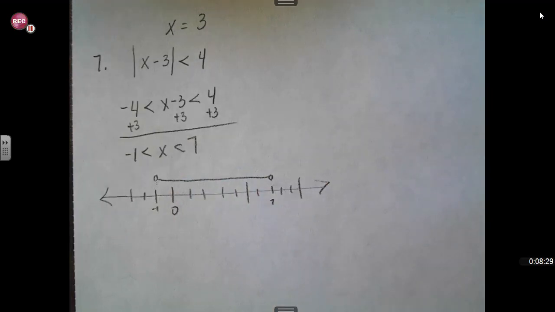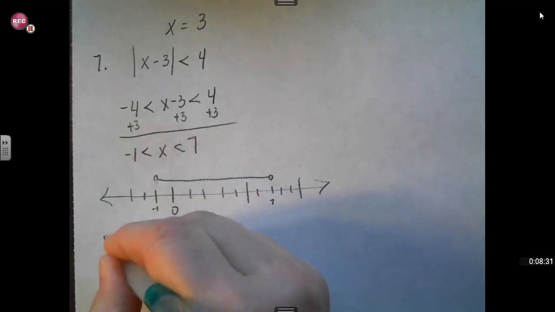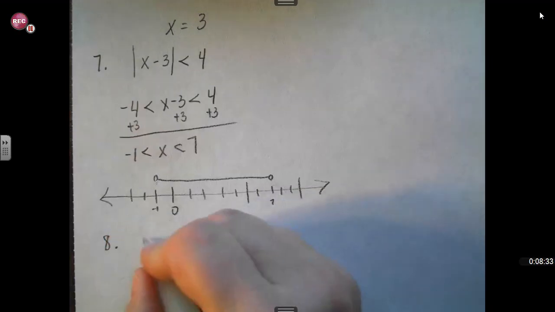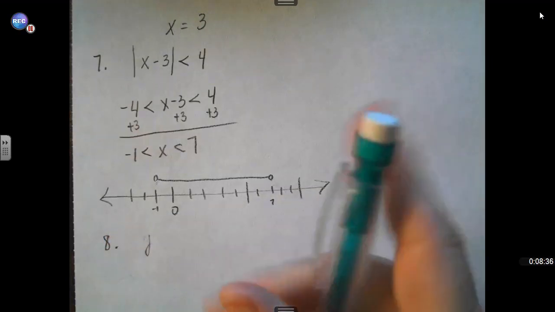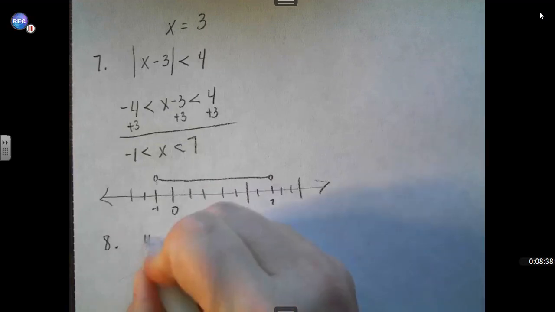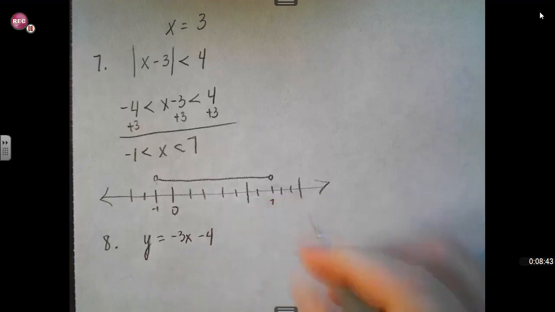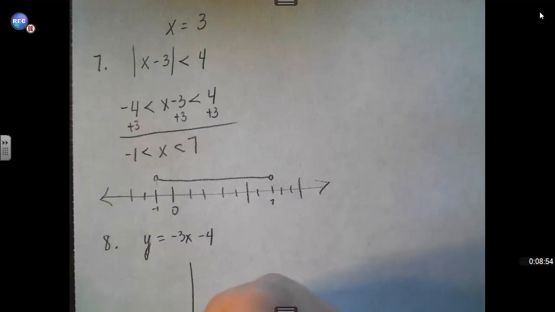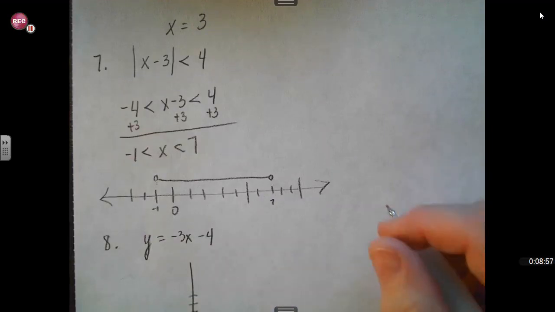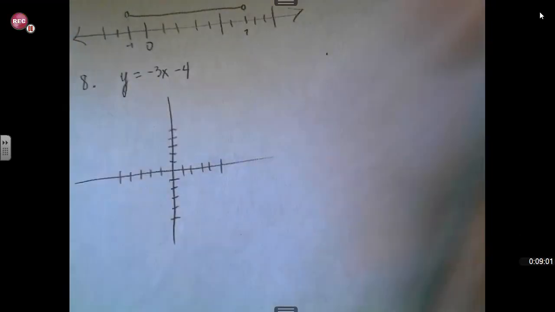Okay. Number 8. Graph the linear equation and identify the slope and the y-intercept. Y equals -3x minus 4. So the graphing, it's already in slope-intercept form. If it wasn't in slope-intercept form, I would put it that way, solve for y. Okay. So I have my graph already.